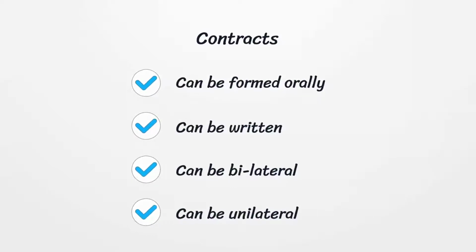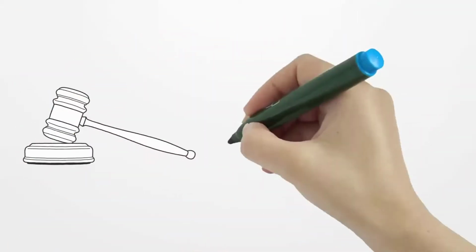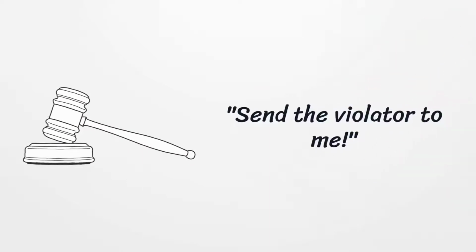For example, if both parties make a promise, then the contract is considered bilateral. If only one party makes a promise, then the contract is considered unilateral. Understanding contracts is the most important part of entrepreneurship. If there is a breach or violation of contract, then the breaching party may be held liable for damages and other remedies for failure to perform.